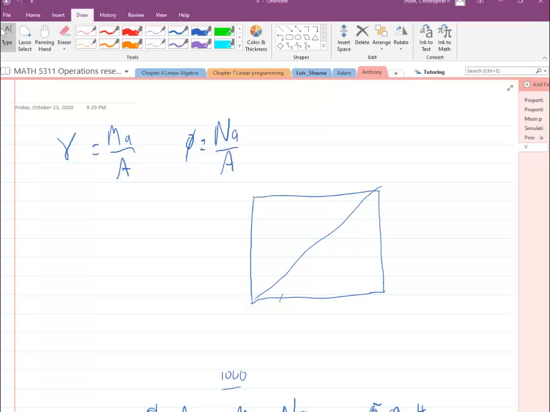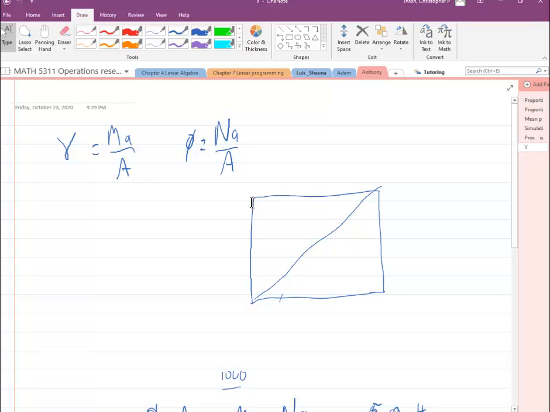Okay, so let me try to explain the simulation for this sets and points. Remember, we have gamma equals m over a, phi equals n over a. N is the number of sets, and m is the number of points. All right, so we're going to have a square with, I think we decided that sets goes on the x-axis and points go on the y-axis.